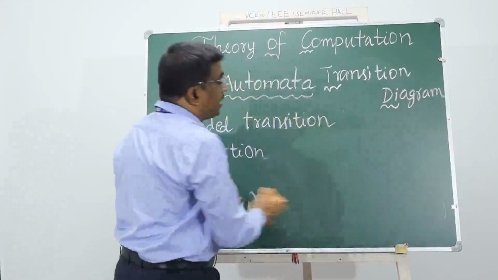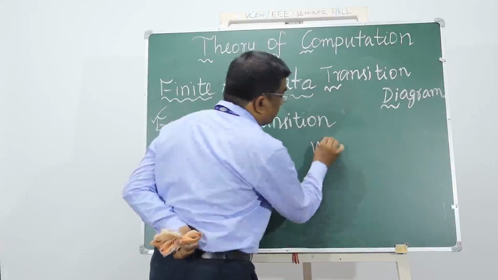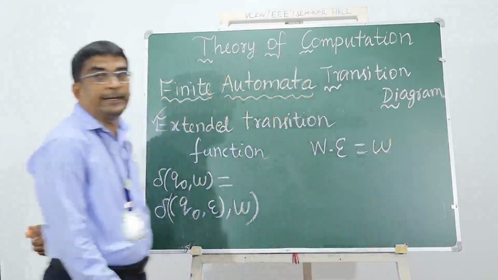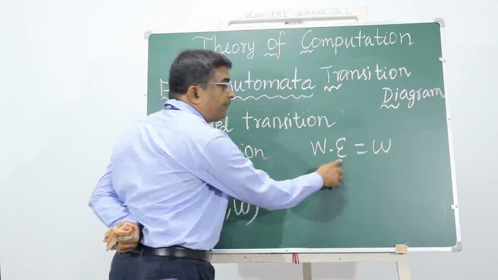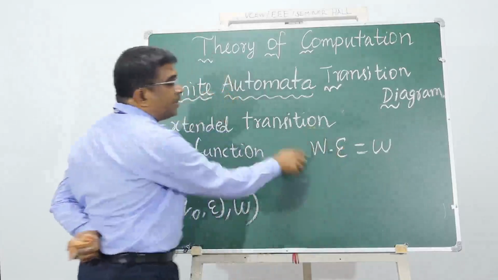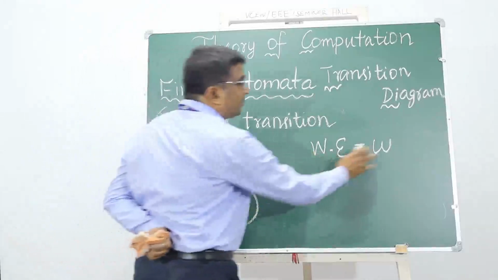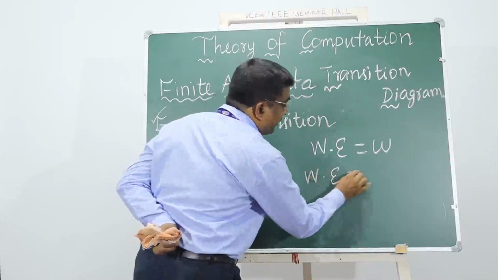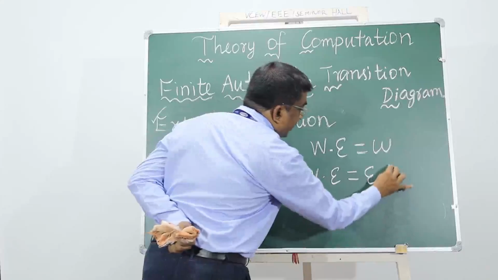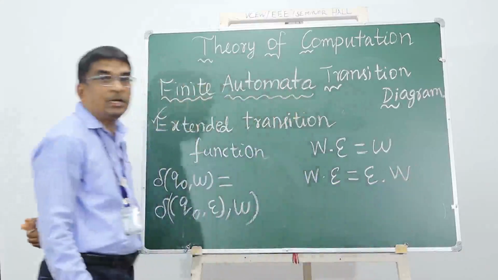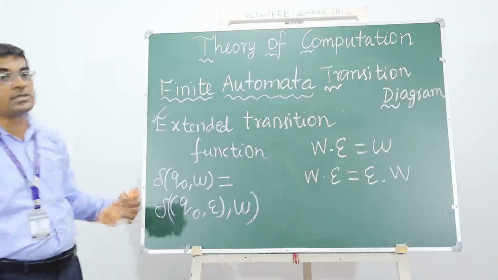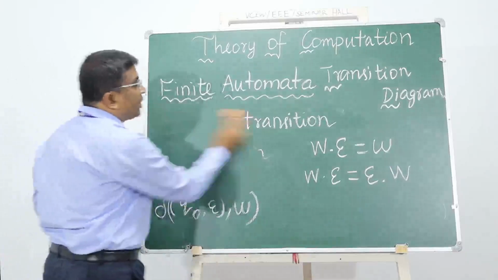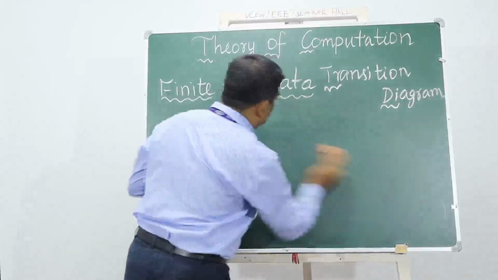If you are concatenating any input symbol W with epsilon, the result becomes W only. Okay, so when concatenated with the epsilon input symbol, any input word cannot be affected by any input symbol. So we can write it as epsilon dot W equal to W, which is the equivalent input string. Okay, so this is the simple concept of how the input symbols are accepted by the finite automata.